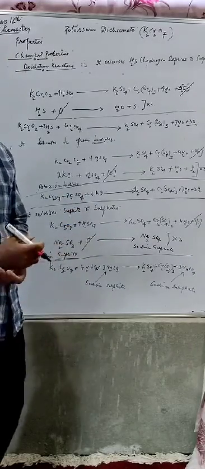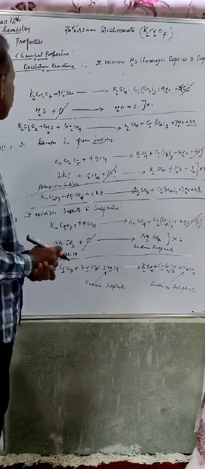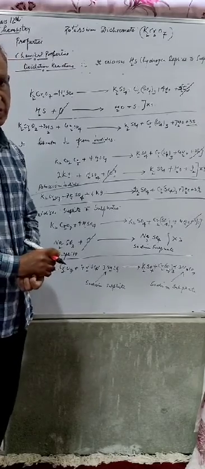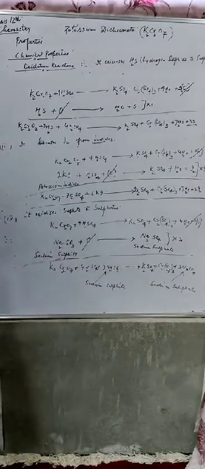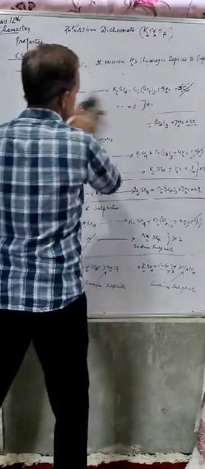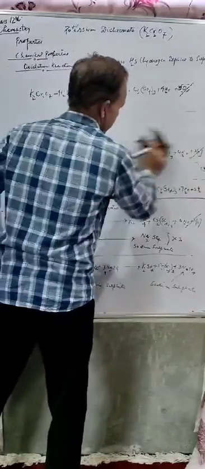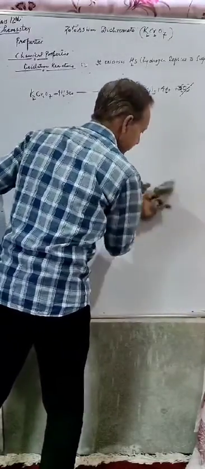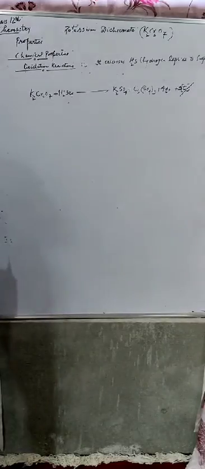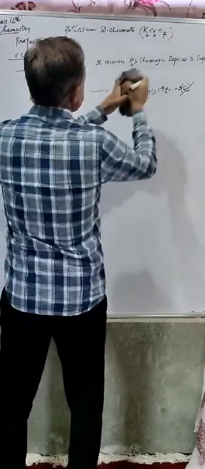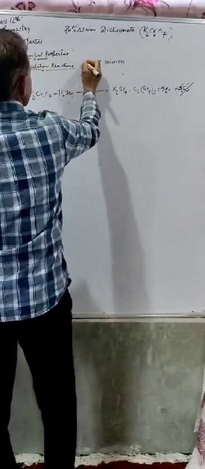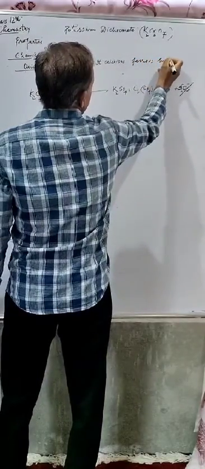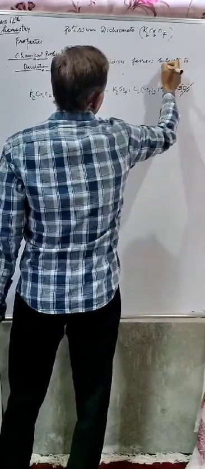Now again, one more important oxidation reaction of potassium dichromate is that ferrous sulfate gets oxidized to ferric sulfate, or the ferrous salts get oxidized to ferric salts. So the next property is that it oxidizes ferrous sulfate to ferric sulfate.